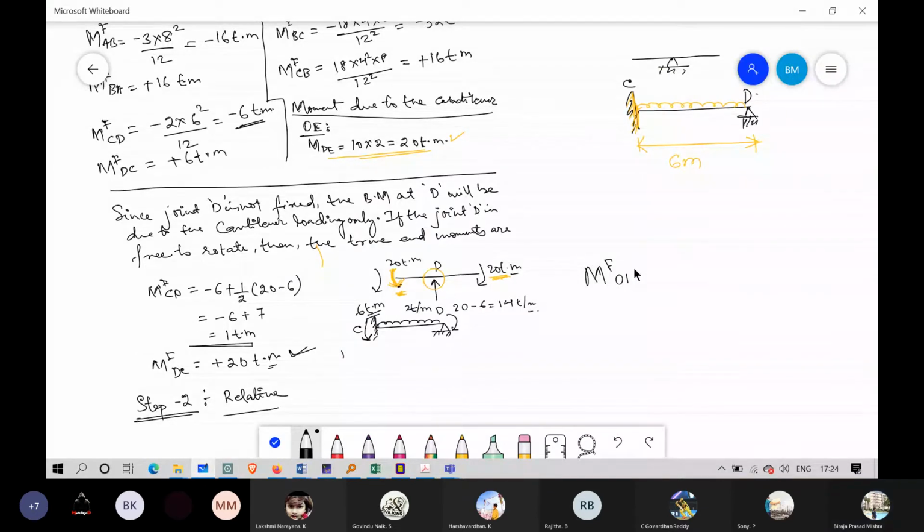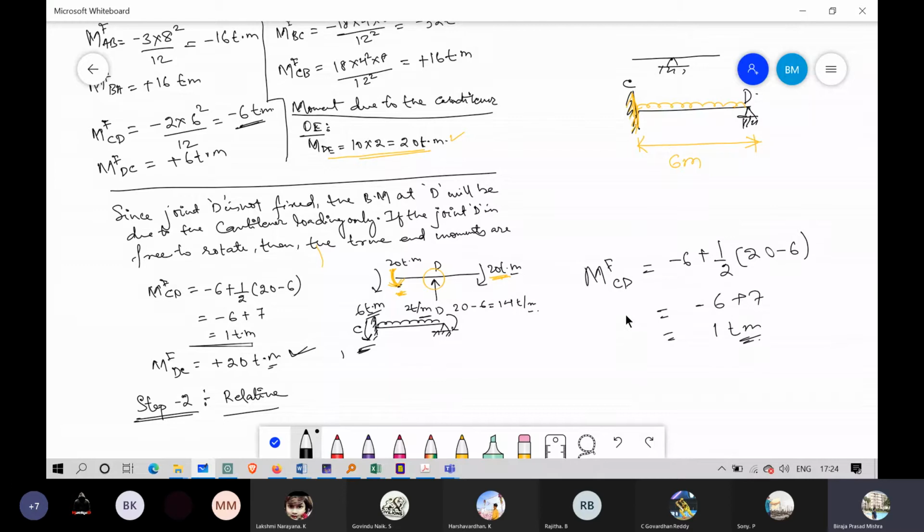Sorry, MFCD equals to this, minus 6 plus half of this 20, minus 6 again. Okay, so that becomes minus 6 plus 7 equals to 1 ton meter.